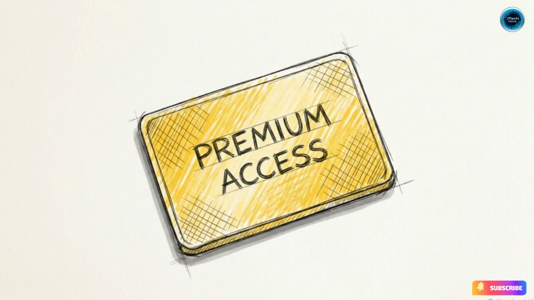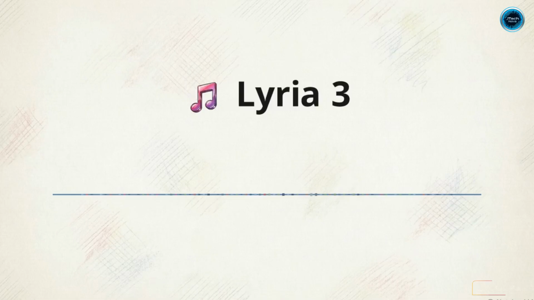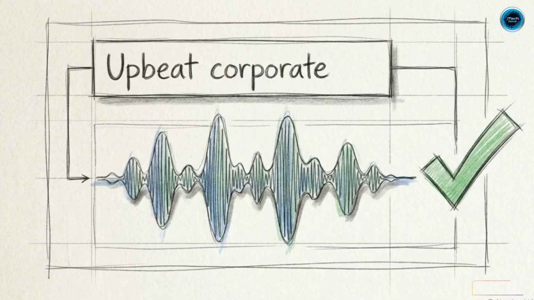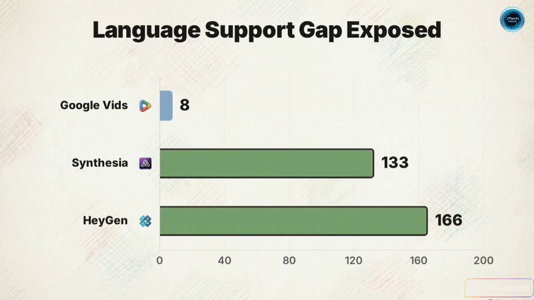If you step up to the $20 a month pro tier, you unlock AI avatars. You use text prompts to direct them, replacing human on-camera talent. At that same tier, the Lyria 3 model generates custom, royalty-free background music to match whatever mood you type in, removing the friction of audio licensing. But look at the language support on this graph. Vids avatars currently support just 8 spoken languages. HeyGen and Synthesia support well over 140.